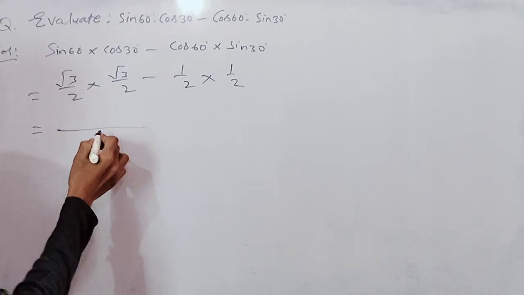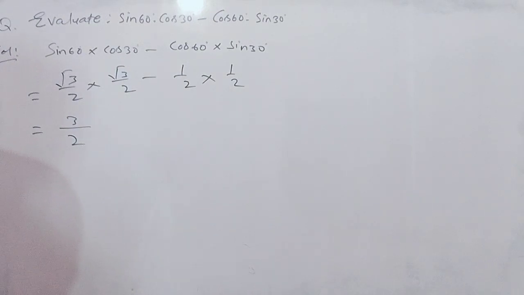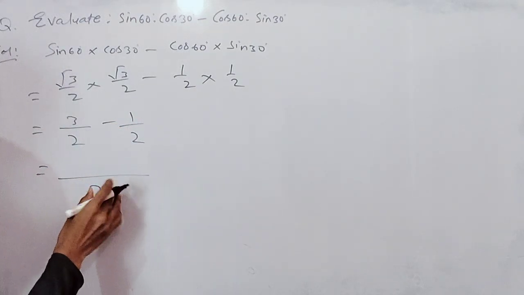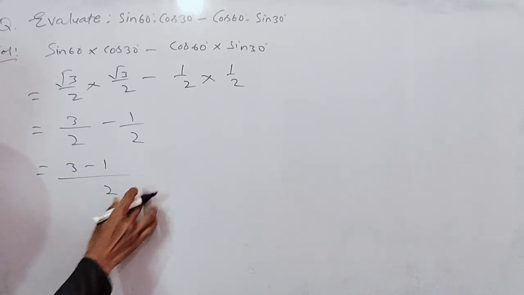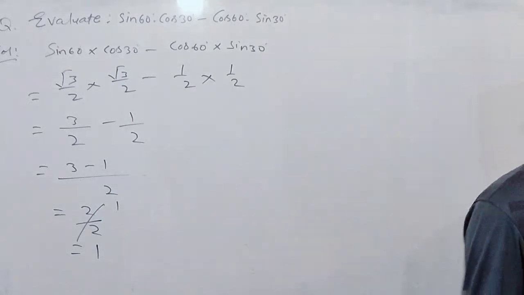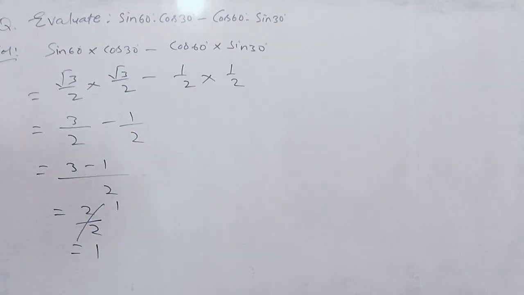Now from here we are getting 3 upon 2. 3 threes are 9, 9 is the perfect square of 3. Now we have fraction 2. 3 minus 1. So finally we got 1. After putting the values of the ratios, we got the answer as 1. That's how you will solve. Now next question.